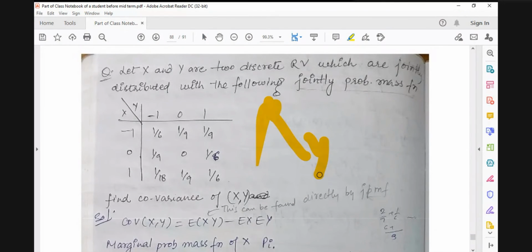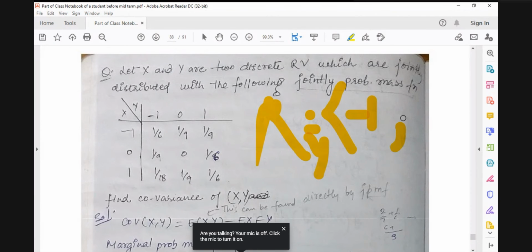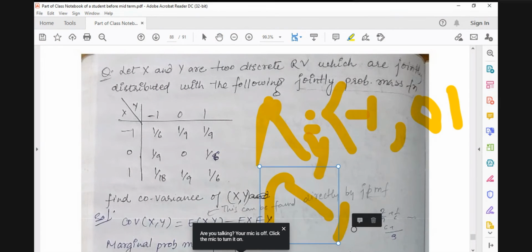So you can say that here Ry is taking values -1, 0, 1, and Rx is taking values -1, 0, and 1. So you have to identify this -1, 0, 1.